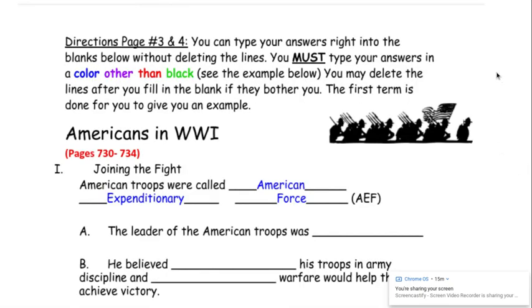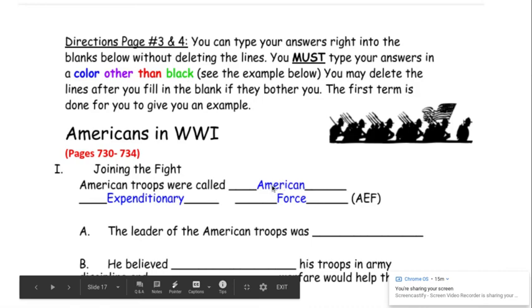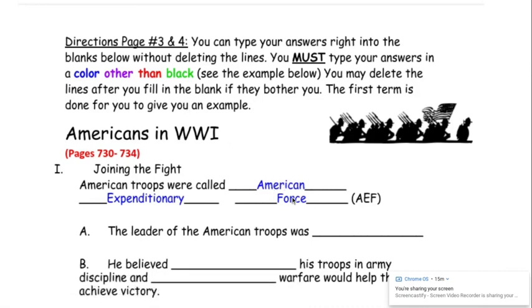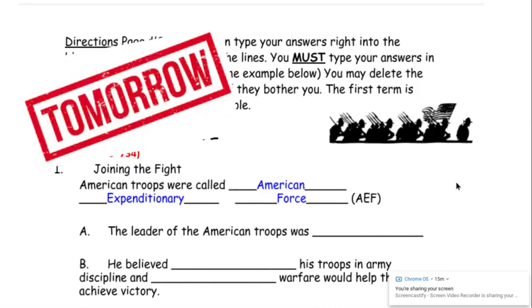Okay, this next part is not for today. I am going to help you with this in the next screencast, but this assignment is for tomorrow. If you want to work ahead and do it yourself, you feel absolutely free to do that. Pages 730 to 734 in the book. Fill in the blank just like we've always done, and make sure you use a color other than black to fill your answers in when you do this. Okay, so this is for tomorrow, and I will be back tomorrow to help you find those answers.